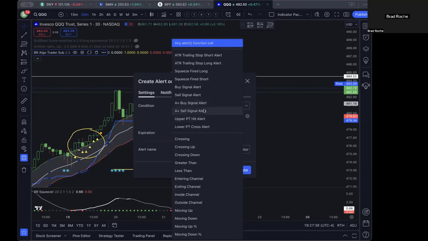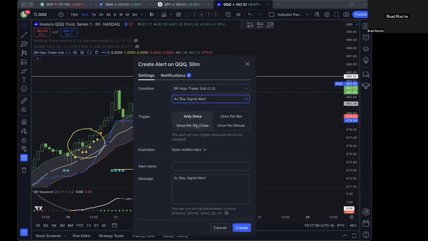Okay, so let's walk through this, right? So let's say you can't watch the charts. And you want to know when there's a trade setting up and you don't want to miss them, right? You want to trade like an algo. You want to know when the trades are coming up. So let's say, all right, I want to know when QQQ has a 30-minute A plus buy signal. You click it once per bar close, create the alert, and then this is the message that's going to come through on your phone, and it's going to tell you A plus buy signal alert.